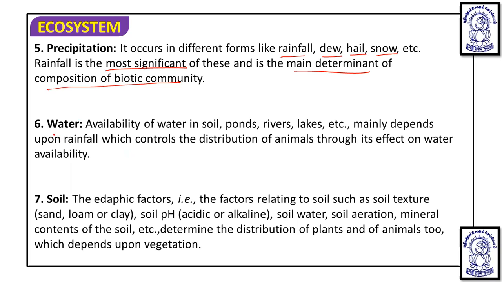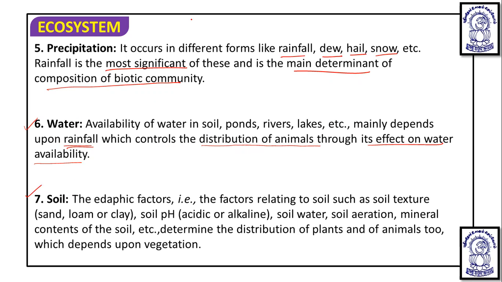So rainfall is responsible for water. The next factor is water. The availability of water in soil, pond, river, lake, etc. mainly depends upon rainfall, which controls the distribution of animals through its effect on water availability. If water availability is high, succulent plants will grow. If water availability is not there, then dry plants will grow. Such distribution is controlled by the water available through rainfall or precipitation.